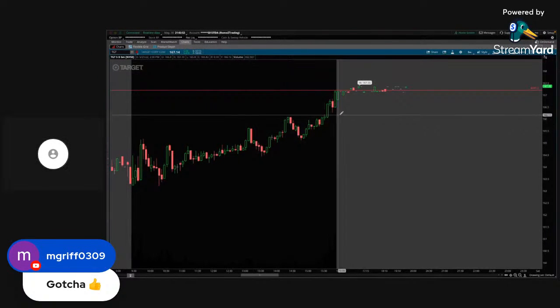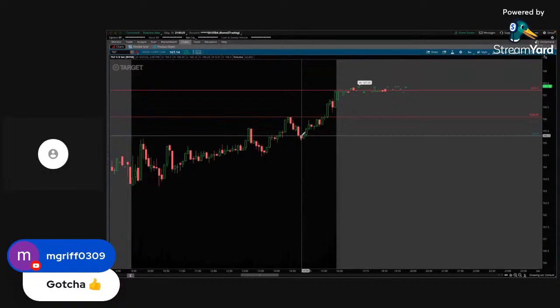Now the puts area is going to be the most interesting area, right? Where would I want to get into puts? I would get into puts at this level right here, which would be 166.09. Why? Because if it breaks out of there, you see what happens. You see how it had that double rejection here, and then it finally came through. It took a little while for it to come back through, right? So this is my area for my puts, which would be 166.09.